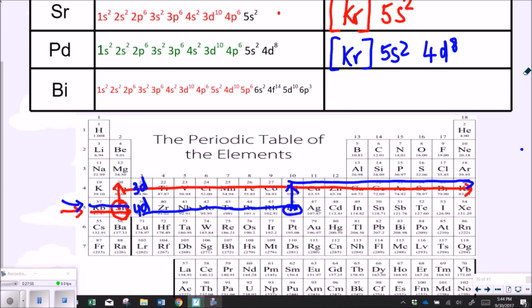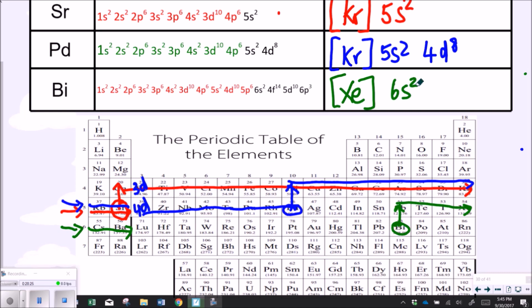Finally, let's do bismuth. Bismuth is over here, number 83. So I'm going to go one level up and I'm going to go to the end. Xenon is my noble gas, so I write xenon. Then I go back to the level where my element is, and it's period number 6 over here. And I start writing the electron configuration. So I have 6s2.